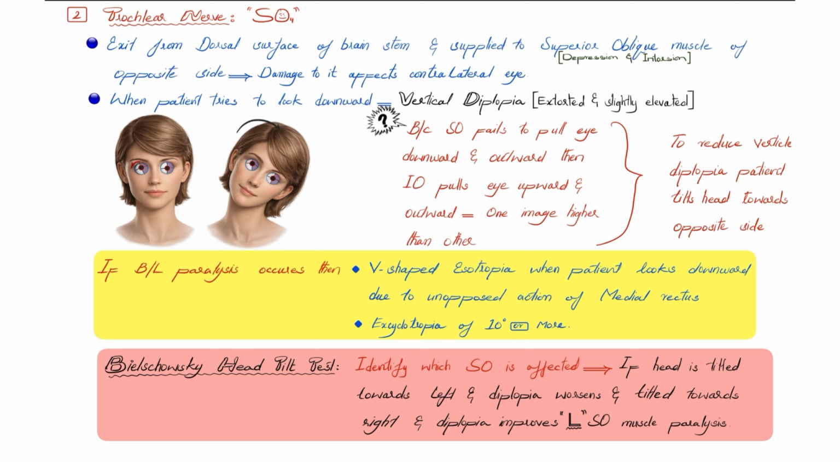Now there is a natural compensation. To reduce the vertical diplopia, the patient tilts the head towards the opposite side. Now remember, if there is bilateral paralysis, then there will be a V-shaped esotropia when the patient looks downward due to the unopposed action of the medial rectus, and there is also excyclotropia of 10 degrees or more.